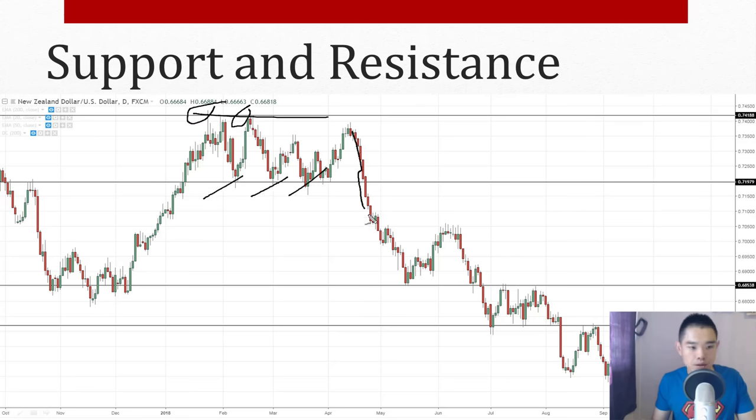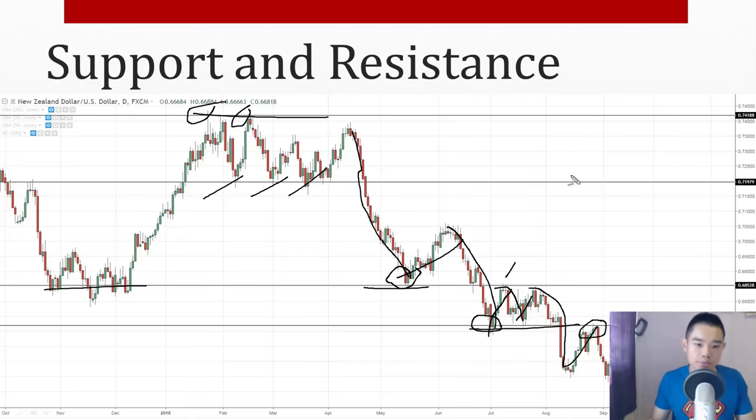Then it broke down support, retested this level, which was actually a prior support, did a brief rally, broke down support. It tested a level that you can see over here. Then it goes back higher, retests previous resistance, now acting as support. Then it goes lower, retests this support, a slight bounce towards this resistance, breaks down, retests prior support turned resistance, and you get my point. So these are all support and resistance on your chart.